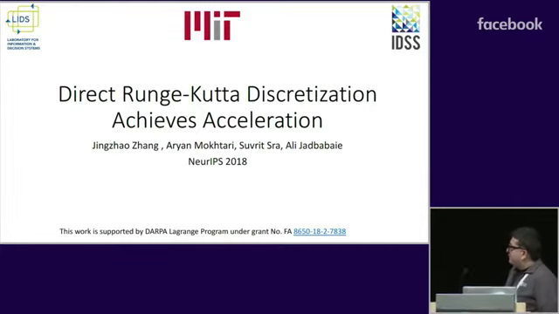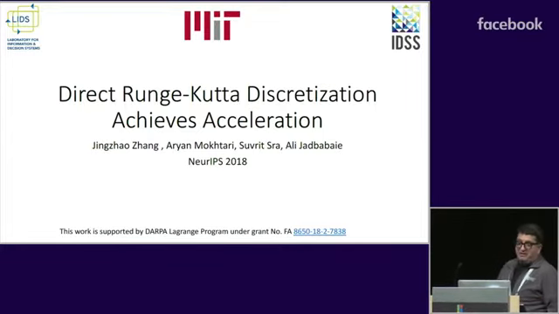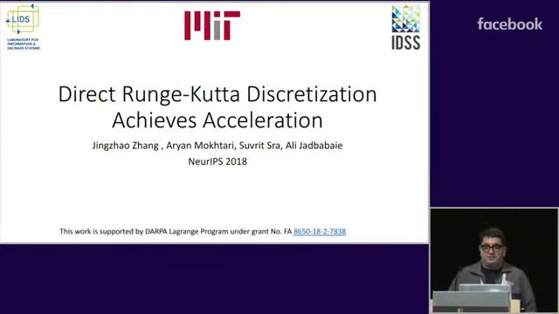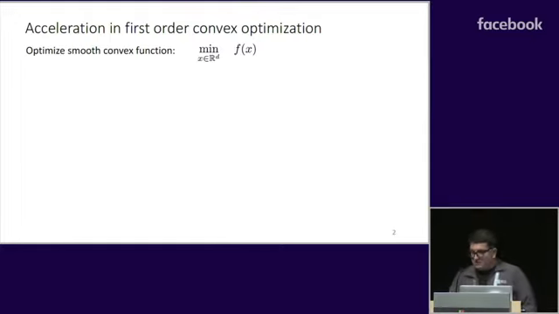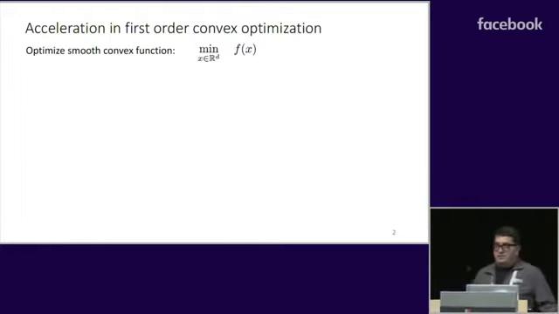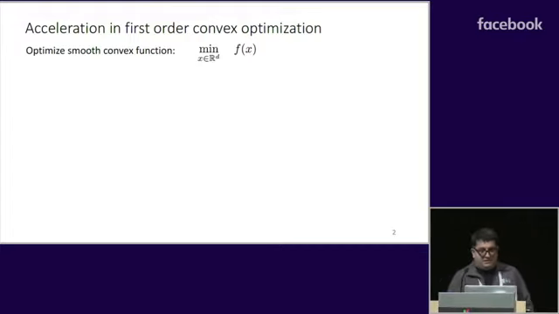So I'm going to tell you about a way of getting acceleration in first-order convex optimization by directly discretizing a continuous-time ordinary differential equation. To do that, I want to tell you a little bit of background. Of course, a lot of you know about acceleration. First-order optimization, as you saw, is our method of choice.